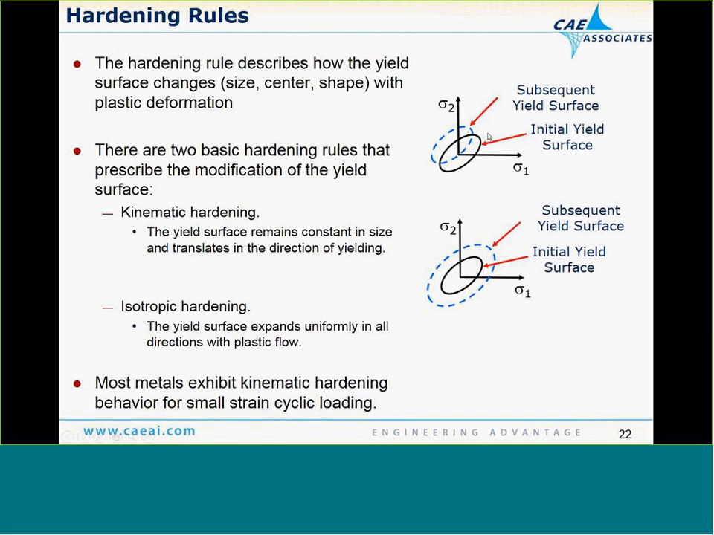Either we're going to translate the surface, which is kinematic hardening, which is applicable to small strain type problems and cyclic loading, or we're going to actually enlarge the yield surface, which is the isotropic hardening law, which is more applicable to very large strain type problems and cyclic loads of maybe a cycle or two, but not a large number of cycles.